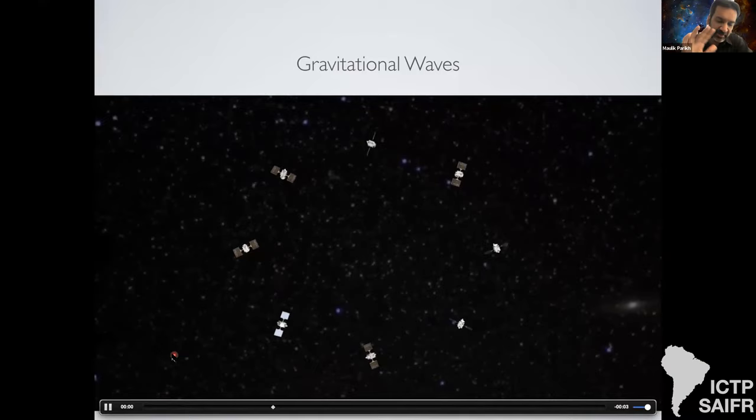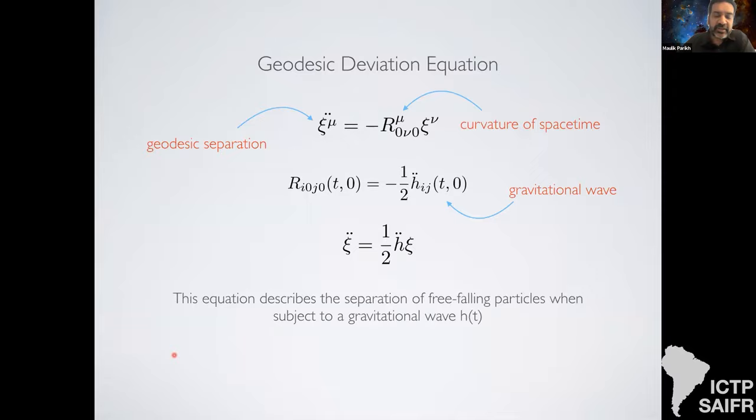And that deviation is described mathematically by the geodesic deviation equation, which is, of course, one of the very important equations of general relativity. And it says that the deviation vector xi, which is a space-like vector, has some double time derivative, which depends on the curvature of space-time given by this Riemann tensor. And in the context of a gravitational wave, the Riemann tensor takes this form. And so when you plug this equation into the first line, what you get is this last equation. And this is going to be an important equation in this talk, so keep it in mind.